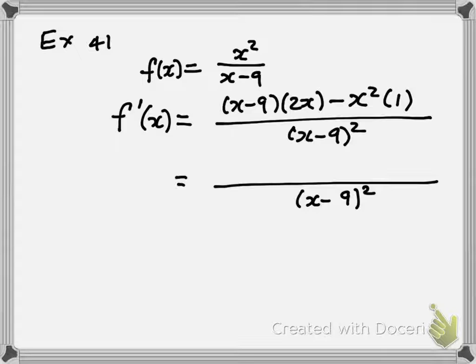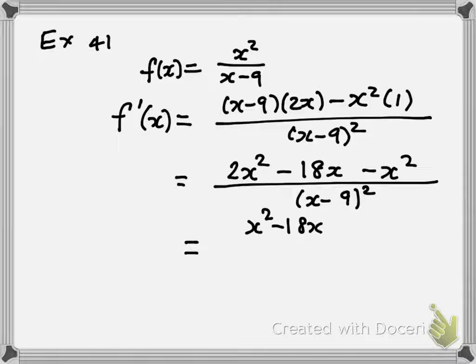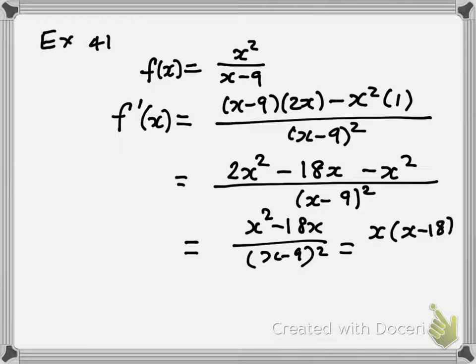It's absolutely necessary. If I expand the first term, I get a 2x squared and then minus 18x. I also get a negative x squared. So 2x squared minus x squared is really x squared. Now you need to factor the numerator because without factoring, it's not easy to find the critical numbers. So now it's easy to find the critical numbers.